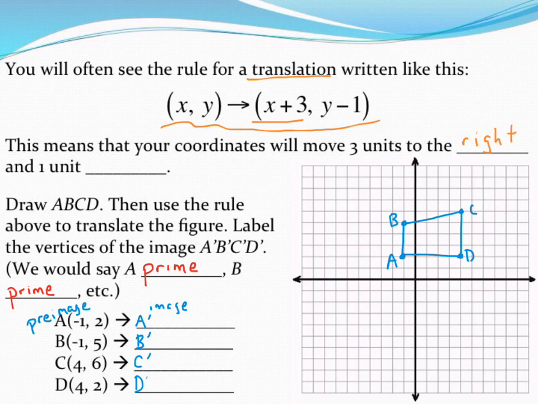The second part of our rule, since the y tells you the vertical movement, and that's y minus 1, is going to tell us to move our figure 1 unit downwards, because it's a negative.